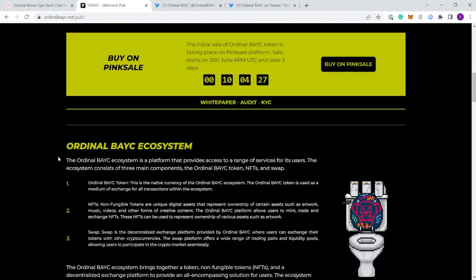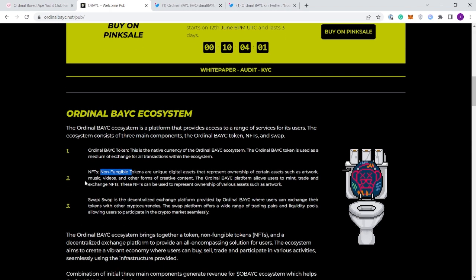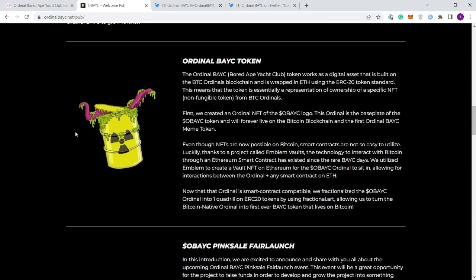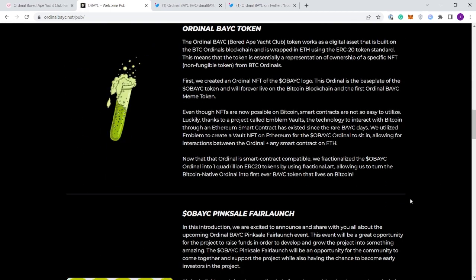Ordinal BAYC ecosystem. Ordinal BAYC token, this is the native currency of the Ordinal BAYC ecosystem. The Ordinal BAYC token is used as a medium of exchange for all the transactions within the ecosystem. There'll be NFTs, non-fungible tokens, they're going to be digital assets representing ownership of certain artwork, music, videos, or other forms. The Ordinal BAYC platform will allow users to mint, trade, and exchange NFTs. They also will have a swap, a decentralized exchange, kind of like PancakeSwap, but it's going to be provided by Ordinal BAYC. So they will have, to an extent, some utility as well, which is pretty cool.